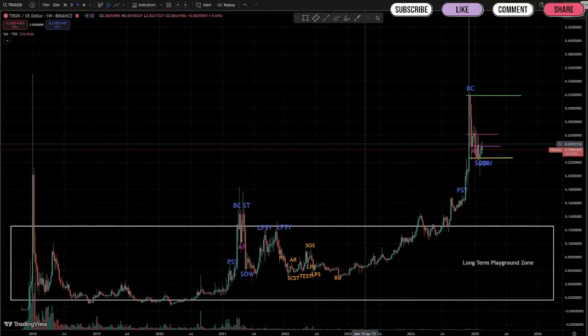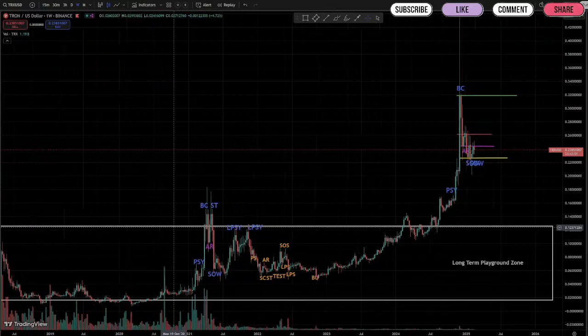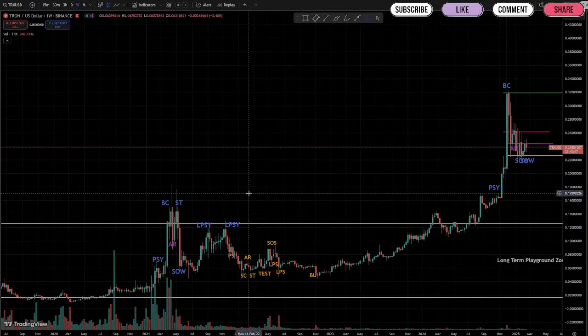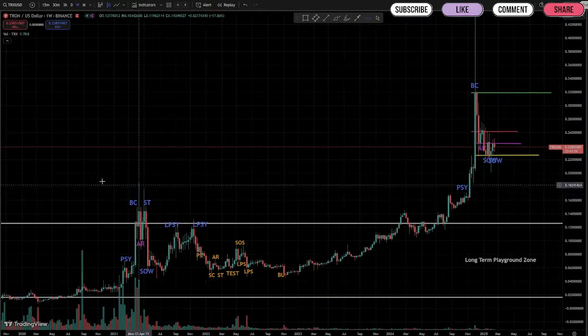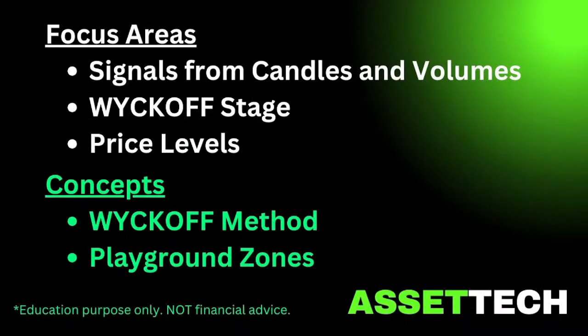So this is the weekly chart of Tron price, and the tags are Wyckoff stages. You can look at this that way for the time being before getting into details. For new joiners, these are the key areas I will focus on, and they're based on two main concepts.